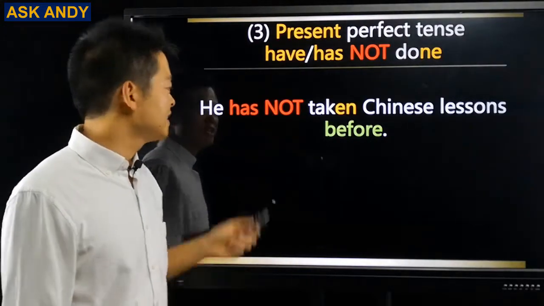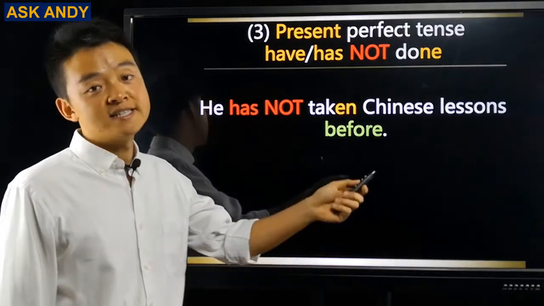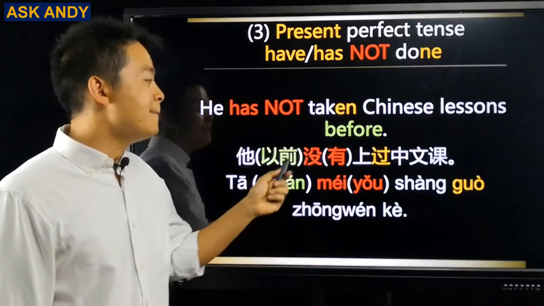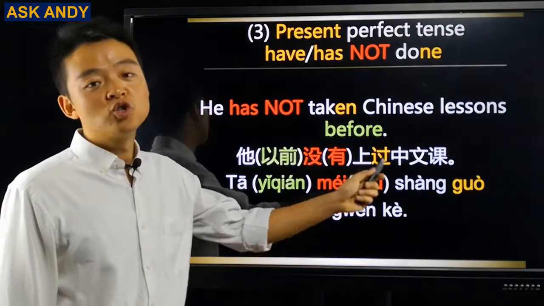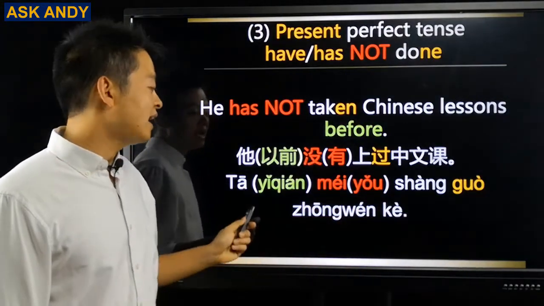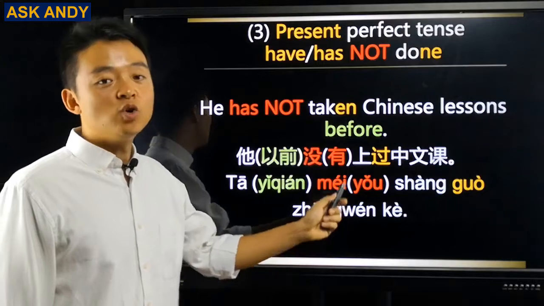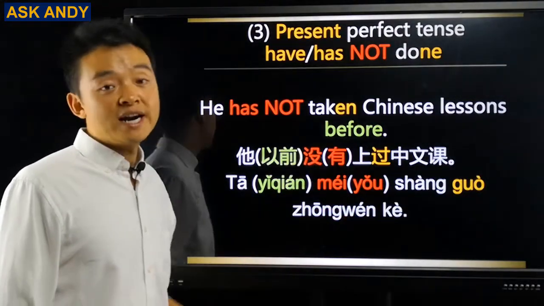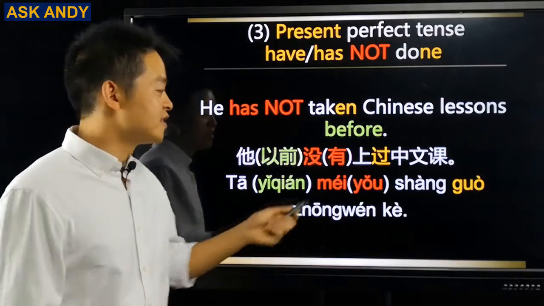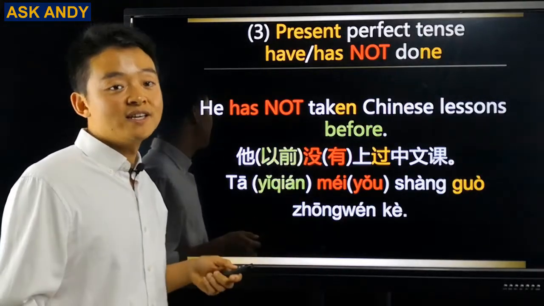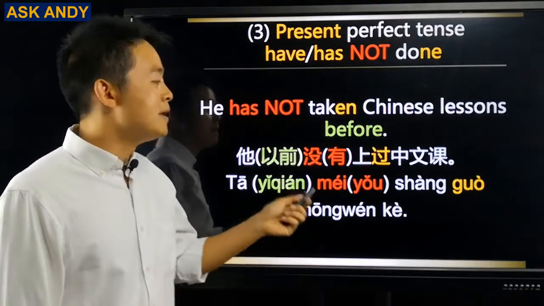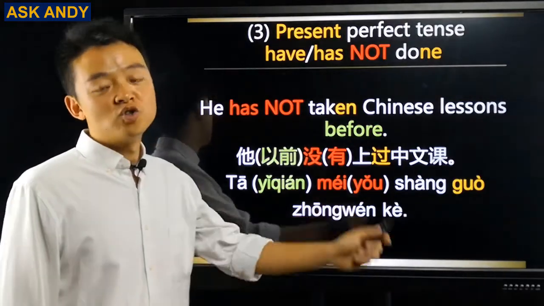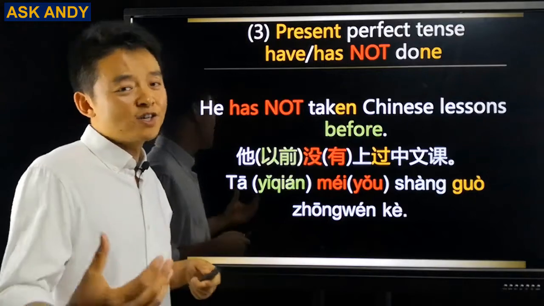The example is, he has not taken Chinese lessons before. It is, 他以前没有上过中文课。And I made 有 in brackets. You can go without this 有, also this 以前 in brackets. You can just say 他没上过中文课。And actually, it's a coincidence here.